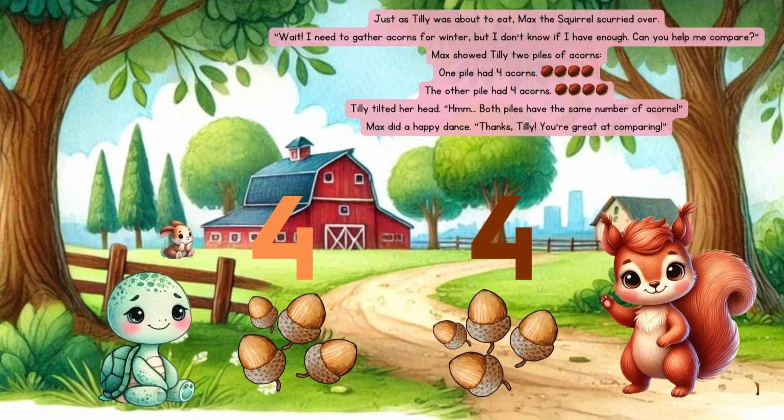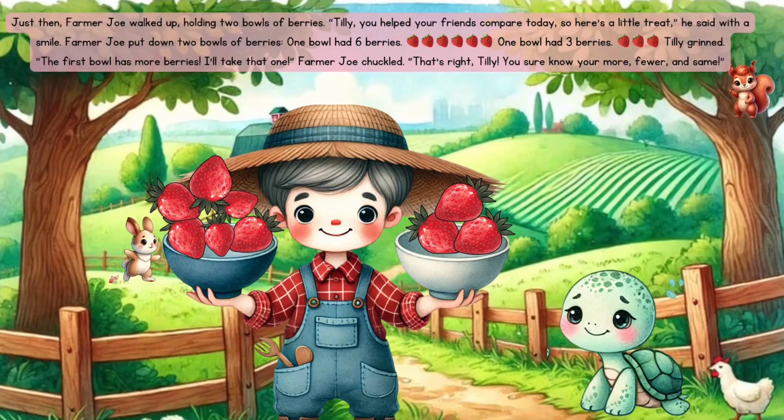Tilly tilted her head. "Both piles have the same number of acorns." Max did a happy dance. "Thanks, Tilly. You're great at comparing." These 2 groups are equal.